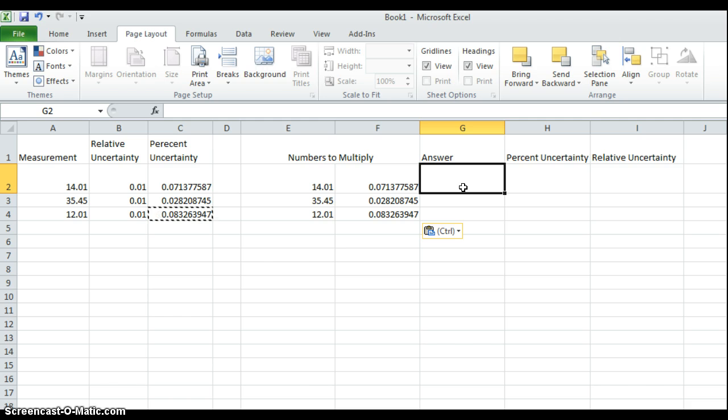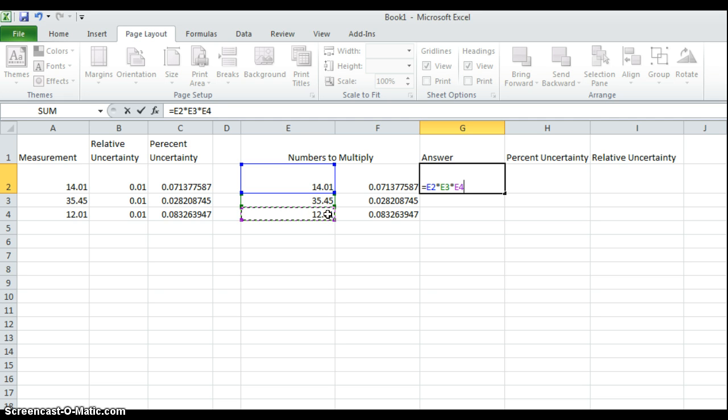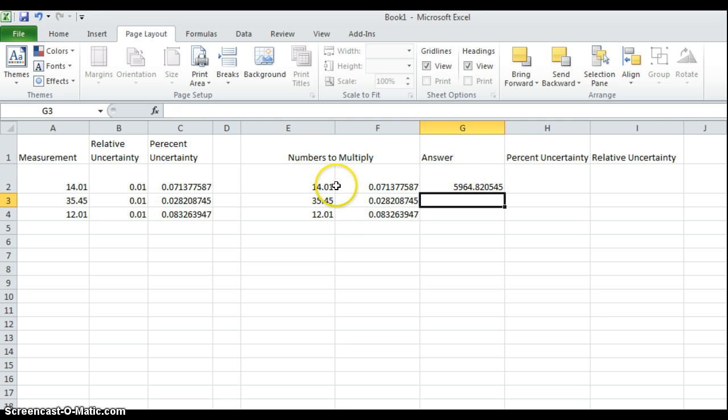So what I'm going to do to multiply all of those three numbers is hit an equal sign, and I can take the numbers that I want times this one times this one, and then hit enter. And that has calculated 14.01 times 35.45 times 12.01. It hasn't done anything with the uncertainty yet, and that's the last part. Remember, I have to add those percent uncertainties together to get the percent uncertainty. So I'm going to add them.